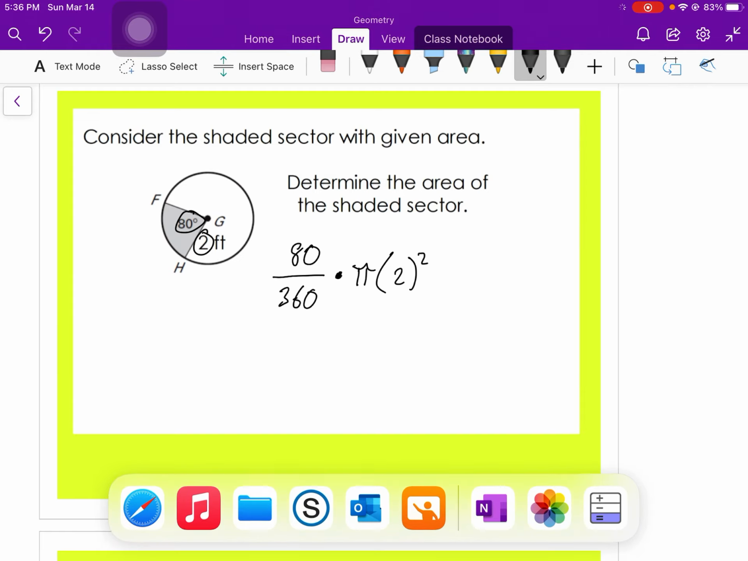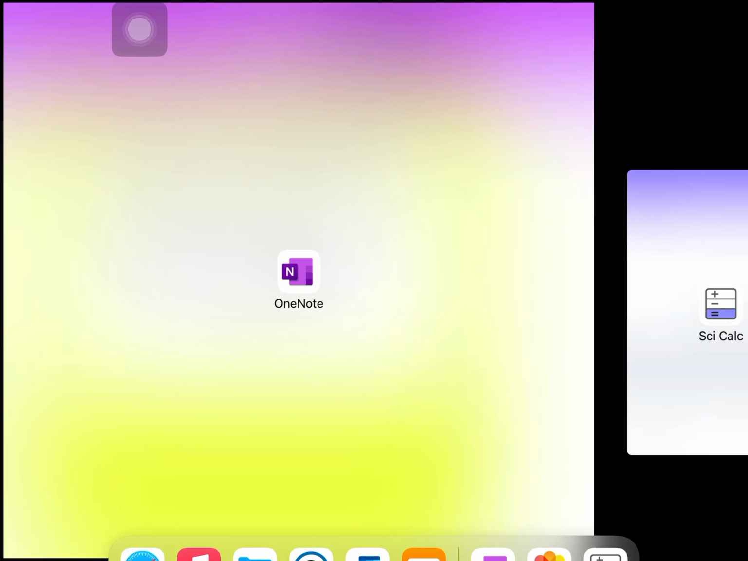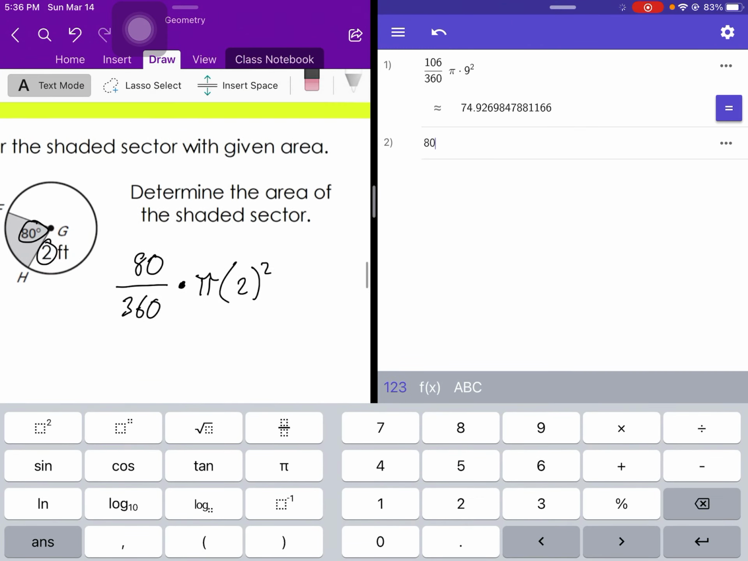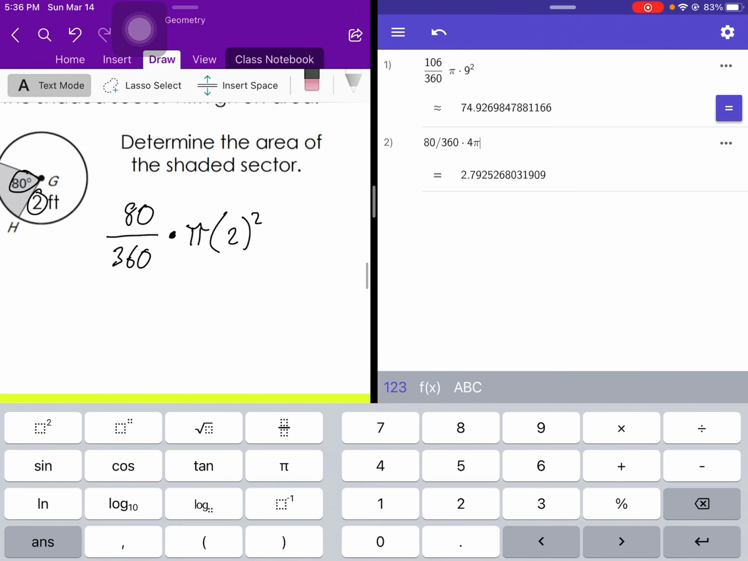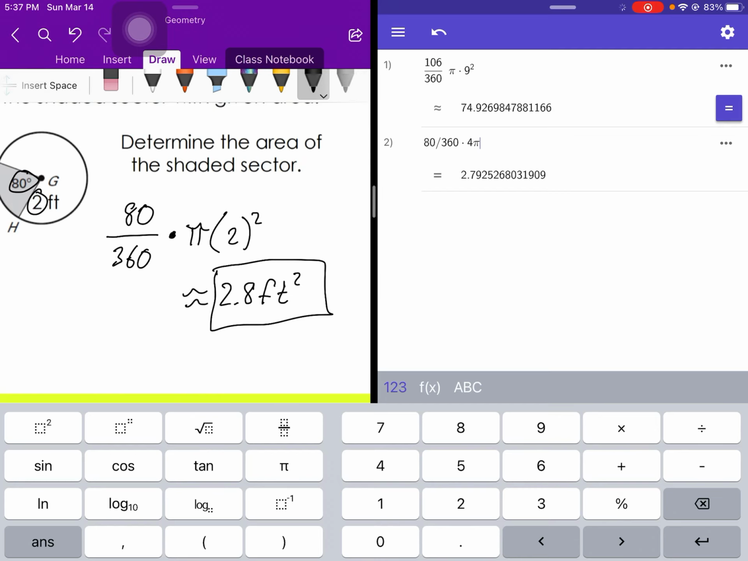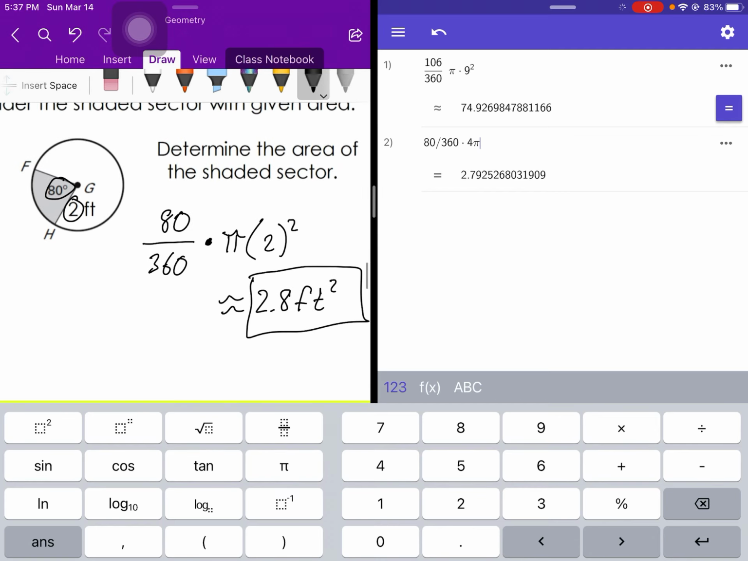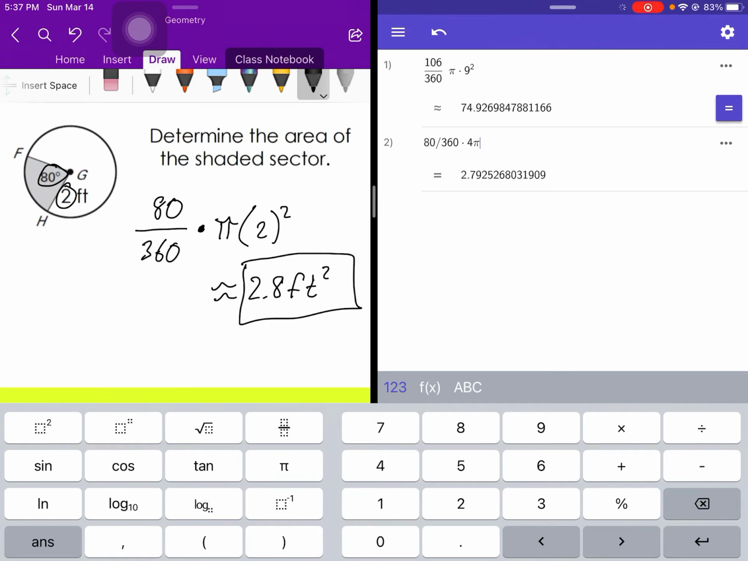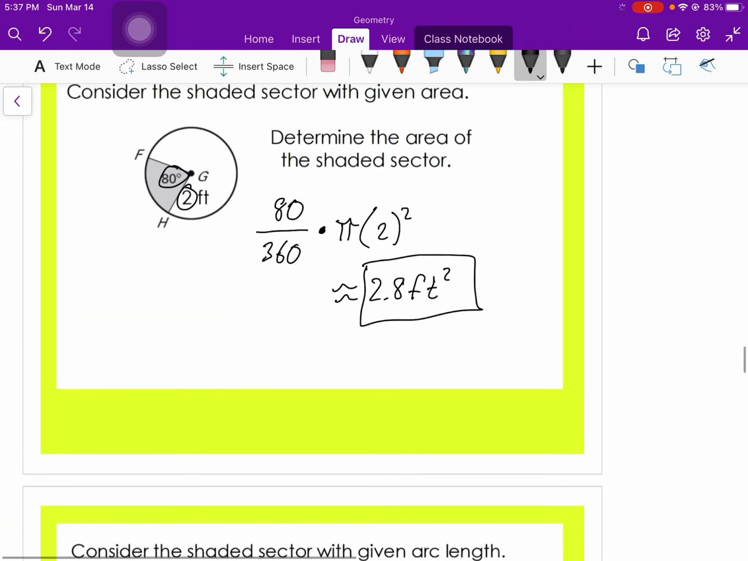Now, if you know what the value of 2 squared is, which hopefully we do, we know that's just going to be 4. You can type that straight in your calculator too. So it's going to be 80 divided by 360 times, this would end up being 4 pi, or 4 times pi. And we get approximately, if we round to 1 decimal place, 2.8 feet squared. Also, think about: does this seem like a reasonable answer? If we look at our radius, that's 2. 80 out of 360 is definitely going to make it a smaller portion of the entire circle, so I would agree that that's pretty accurate.